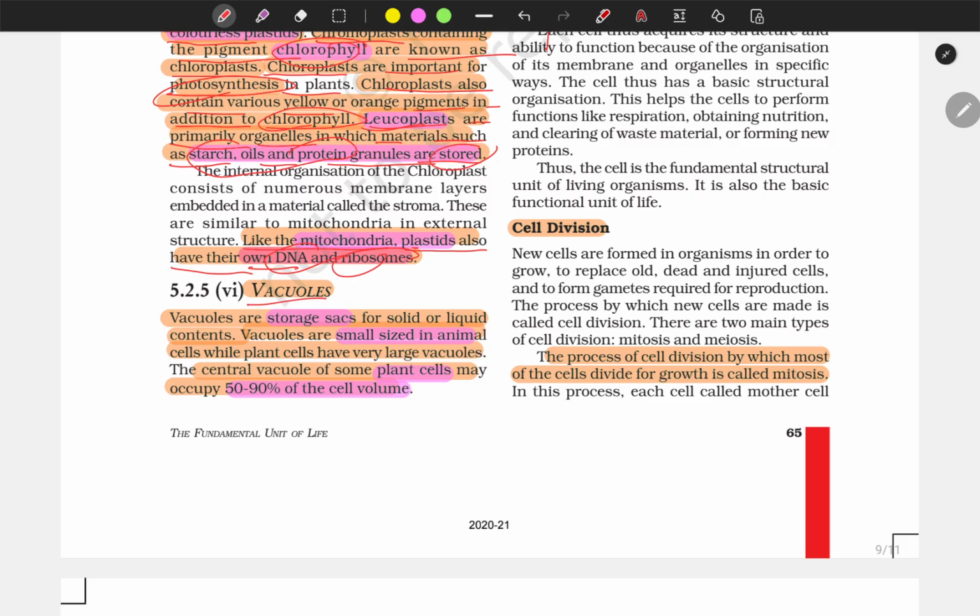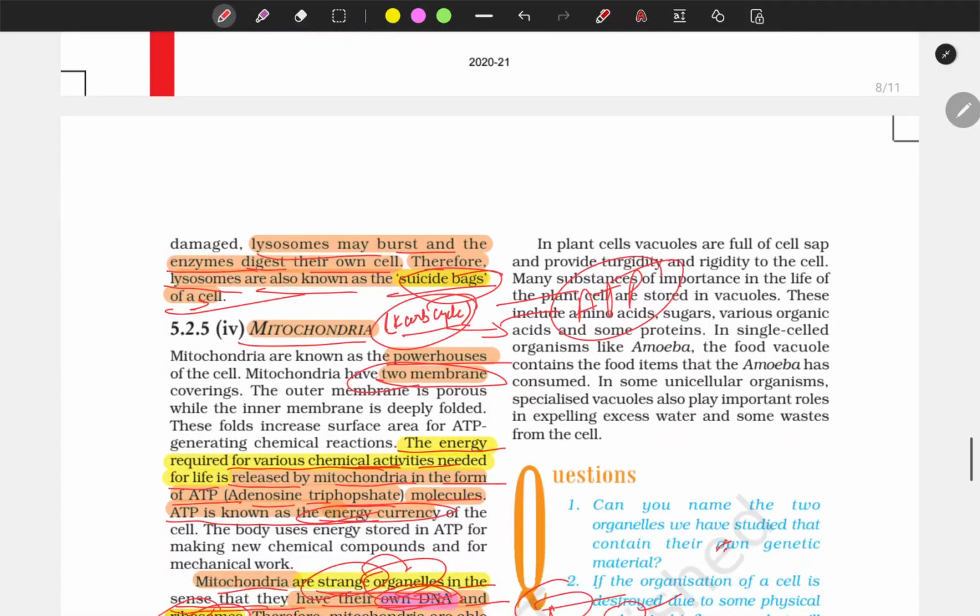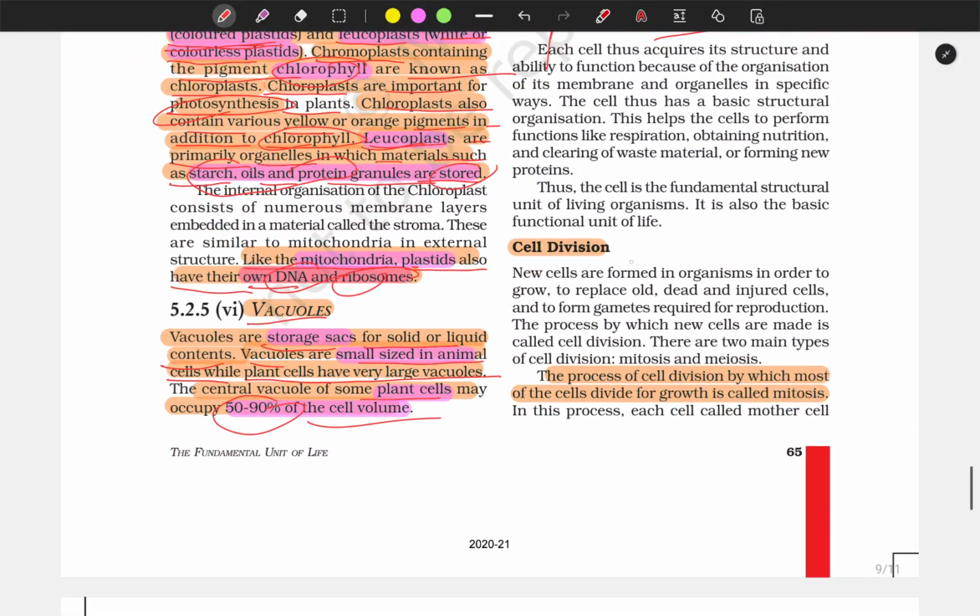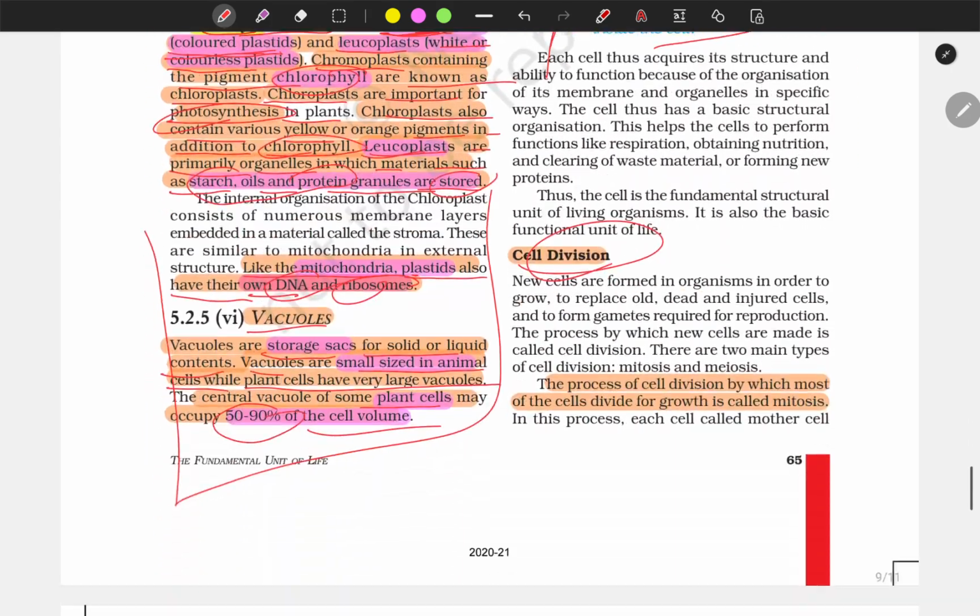Vacuoles. Vacuoles are storage sacs for solid or liquid content. Vacuoles are small in animals, while in plants they may make up 50 to 90% of the cell volume. Now here is the end of the cell organelles. We have discussed the major cell organelles.